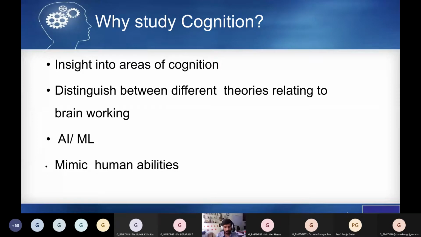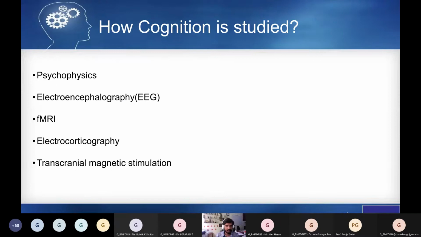Next is mimicking human ability. Whatever we are doing, that's what AI and ML is. So how can we study cognition in different ways? I'll discuss each one of them in brief. You might already be comfortable with a few of them at least. Psychophysics is one of the fields where we see the physics of psychology or psychiatry and things like that. Electroencephalography is another one where we take signals from the brain and analyze them. I'll talk about it in my next few slides.